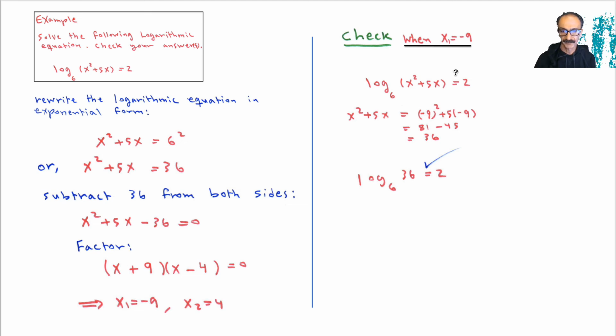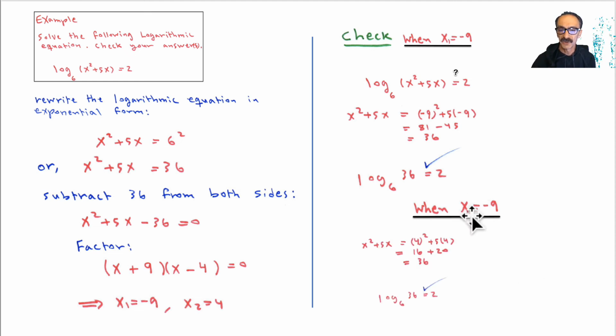So we're good. Let's go for x2 equals 4. This should be 4, not -9. Just be careful. Plug in 4. 4 to the second plus 5 times 4. It's 16. That's 4 to the second. 5 times 4 is 20. Also 36. So yes, 4 also works. So they're both correct. Alright.